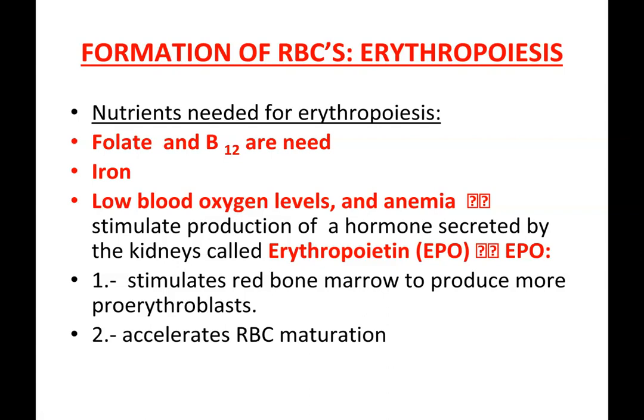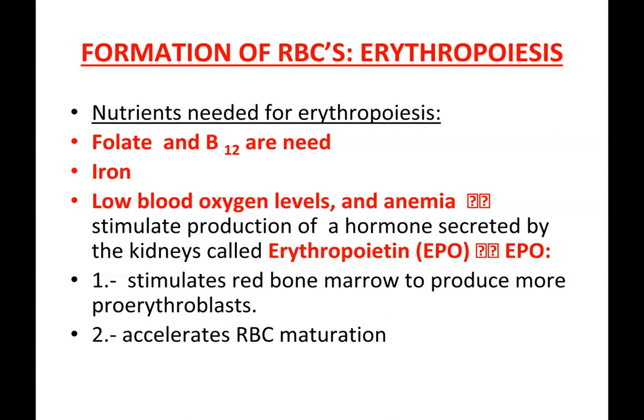One of the nutrients that are needed for erythropoiesis, which again is the process that makes red blood cells, are folate and vitamin B12, and folate is another form of vitamin B. These vitamins are needed for making DNA. So any cell that is rapidly replicating and maturing needs to be making DNA, and that's why vitamin B is needed for the formation of red blood cells. Obviously, iron is also needed.